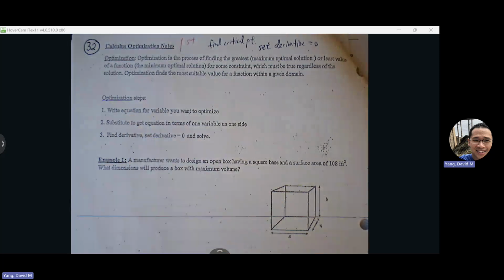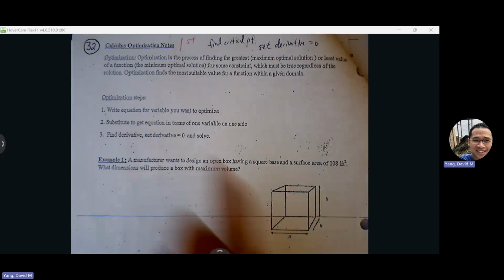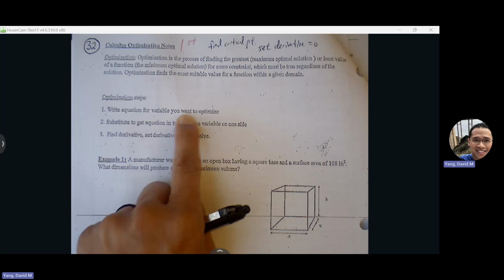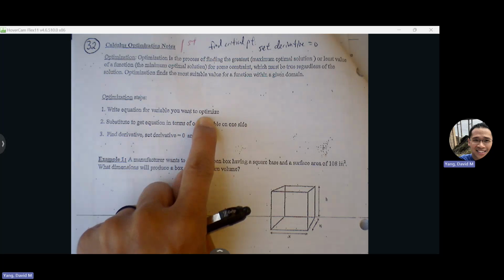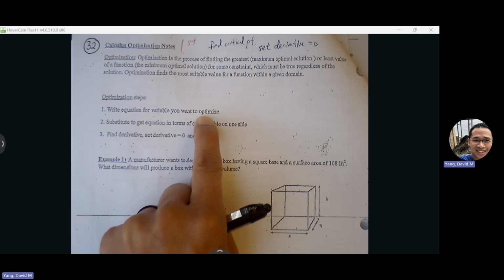So here are the steps, and then we can look at a variety of different problems. The first thing is we want to write the equation for the variable you want to optimize. The problem will be clear in terms of giving you context clues to tell you what equation to optimize for. Is it asking for the maximum volume? Is it asking for the minimum surface area? So the problem will tell you whatever to optimize, maximize, or minimize. That's the equation that you want to find the derivative for.